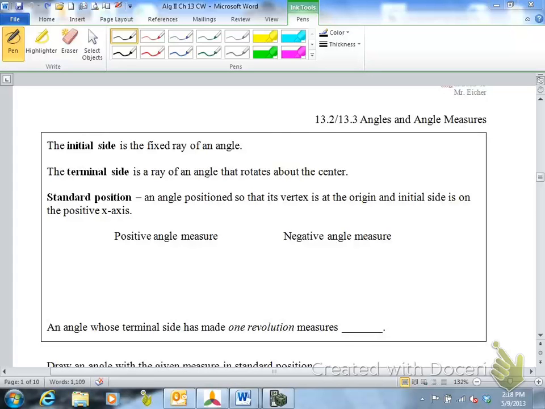Okay, in this section, I combined two sections and took important things from both. So we'll do it in one lesson. It's kind of a lot, so let's get started. Angles.